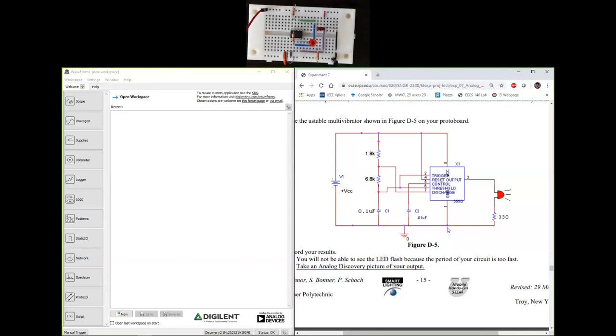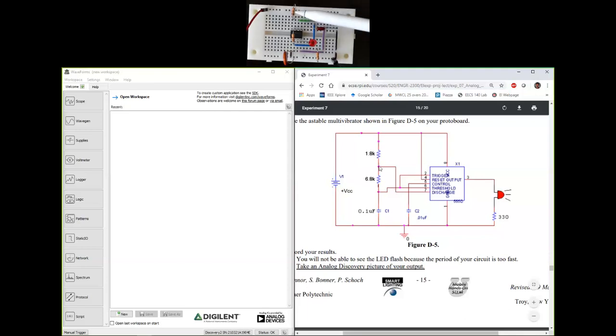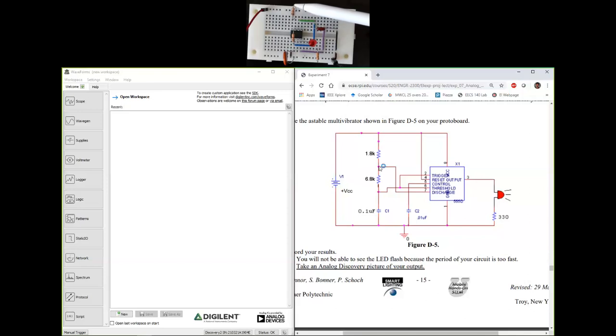Let's see. We have a resistor of value 1.8K between the power rail and pin number 7. That resistor right there has the power rail on one side, which is the 1.8K resistor. The color code is brown, gray, and red. The other end of that resistor is connected to pin number 7 there. And then the same pin 7 is connected to pin number 2 using a different resistor, 6.8K in this case. The color code is blue, gray, and red.